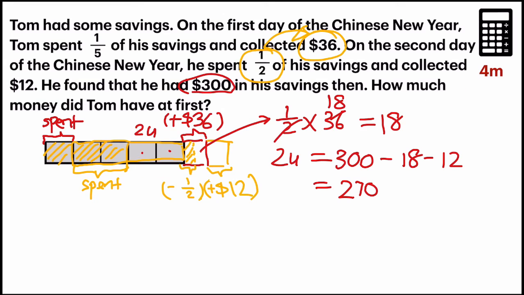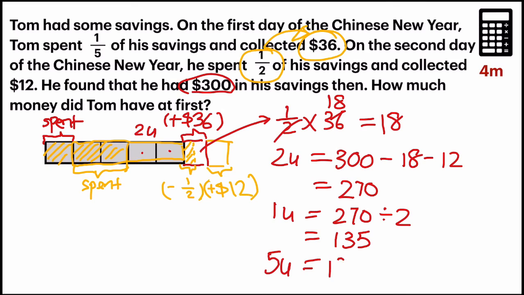Okay, so right now I have my 2 units, and from here on it is pretty easy to get the final answer. How much money did Tom have at first? At first he has 1, 2, 3, 4, 5 gray units here that we have drawn. So we already know that 2 units is equal to $270. The key to the question is to find 1 unit. So 270 divided by 2, I get $135. And the final step is to find 5 units. 135 multiplied by 5, and my final answer is $675. And that's it.